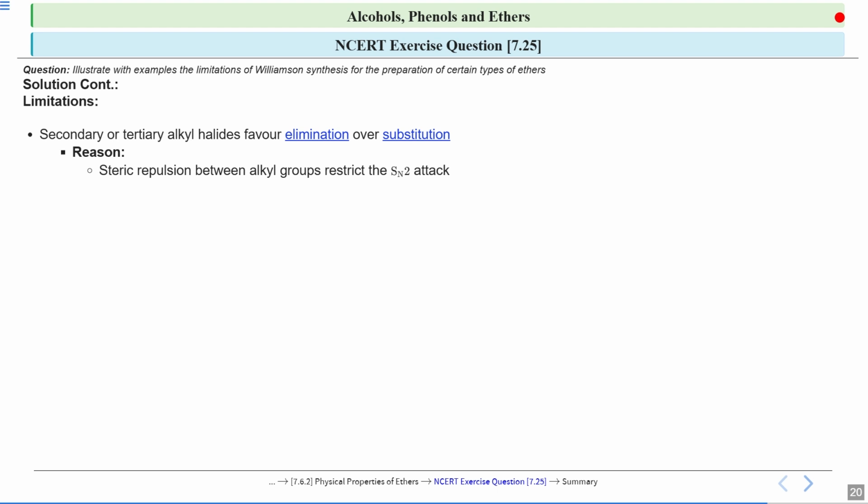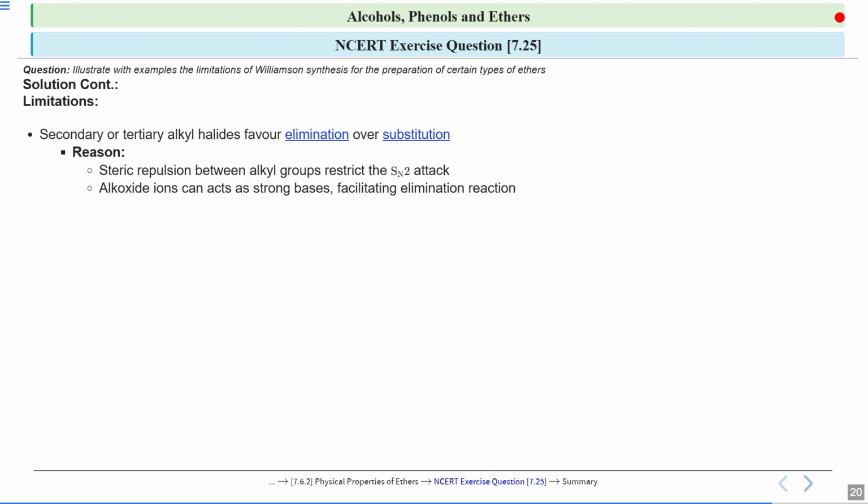It will be difficult for the oxygen of your alkoxide to attack a tertiary or secondary alkyl halide, because in tertiary there will be 3 methyl groups and in secondary there will be 2 methyl groups. So the steric repulsion factor will come into the picture, and it will be difficult to attack. So it restricts your SN2 attack and favors the elimination reaction.